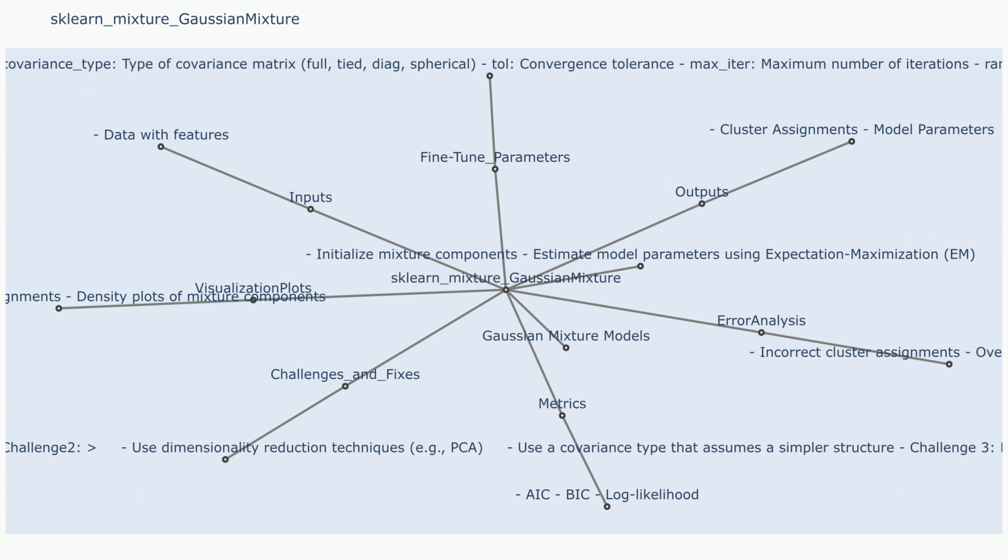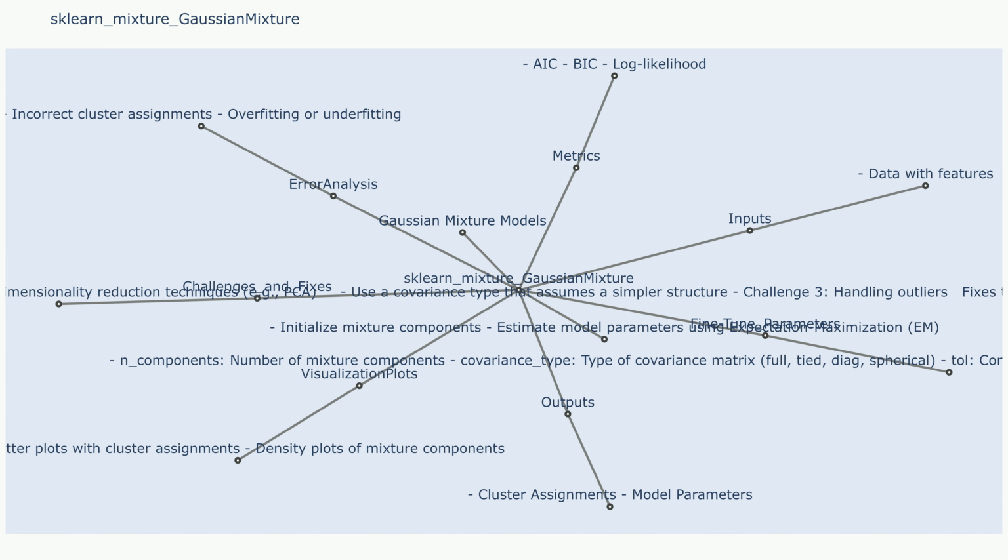Visualization. Scatter plots can be used to visualize the data points colored according to their cluster assignments. Contour plots can be used to visualize the density of the Gaussian components. Pair plots can be used to visualize the relationships between features within each cluster.